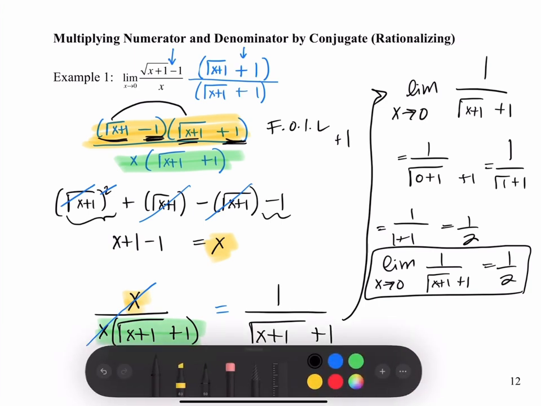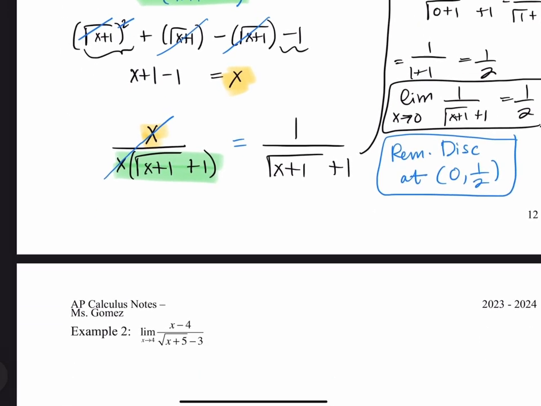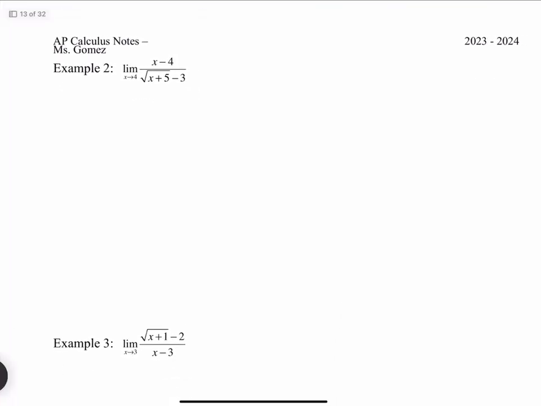And I know that there is a removable discontinuity at x approaching 0 and my limit value is 1/2. Ta-da! I'm doing one more and then you're going to do the last one. Okay. So same thing here.